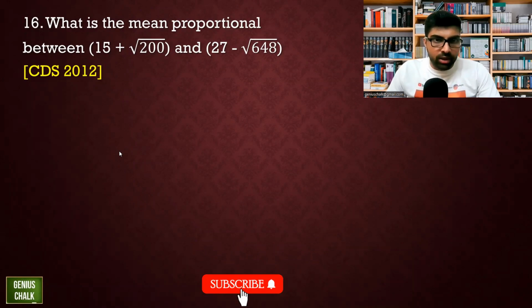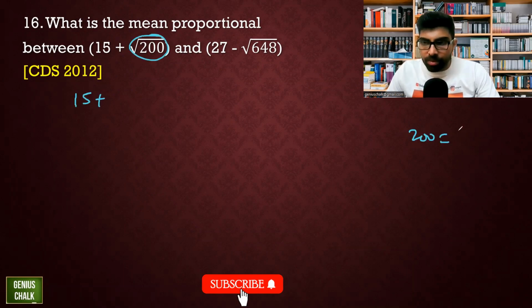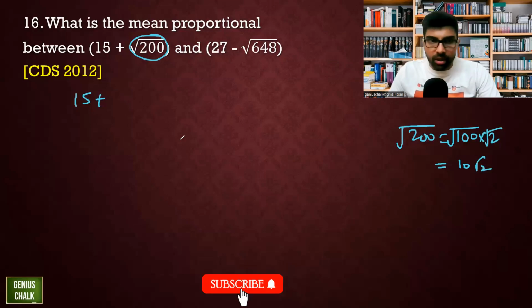Now these are in terms of surds and indices, so let's write it. So we know mean proportional is root of AB, so it must be 15 plus. Can I write 200 like this? 200 is basically 100 into 2, right? And if I need to find the square root, it should be square root of 100, square root of 2. So square root of 100 is 10, so I can write this as 10 root 2.